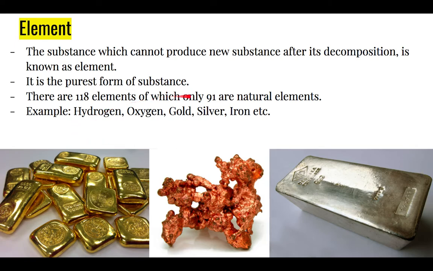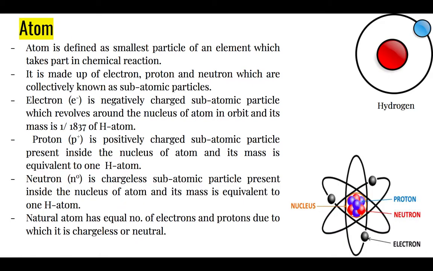In total, there are 118 elements in the periodic table, out of which 91 are natural and the rest of them are artificial. Some examples of elements are hydrogen, oxygen, gold, silver, iron, copper, etc., where if you go on decomposing, you cannot find new substances.